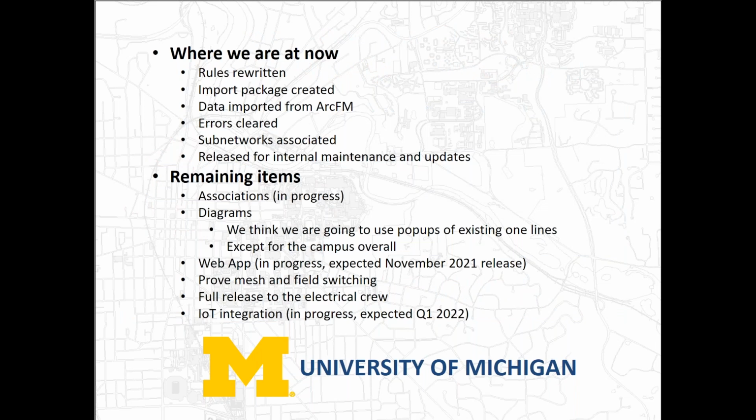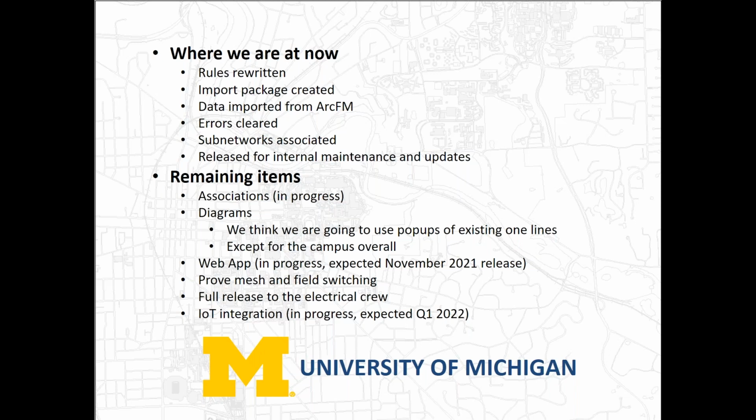All right, so where we're at now, we've got the rule package totally rewritten. We've imported the data. We were on ArcFM, so it wasn't a network before. It wasn't as bad cleaning it up. There are things that we had to add in that were different, that took a fair amount of time. All of a sudden, networks are associated, and it's been released for internal maintenance and updates, and we've been doing that for quite a while. We're still in the process of putting associations together.